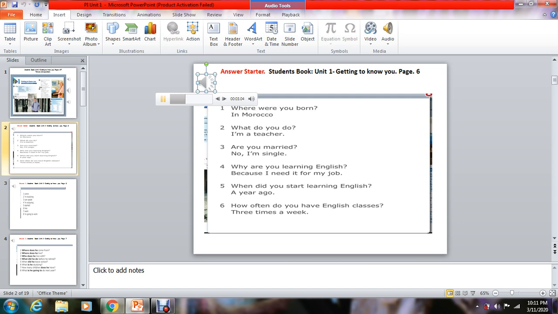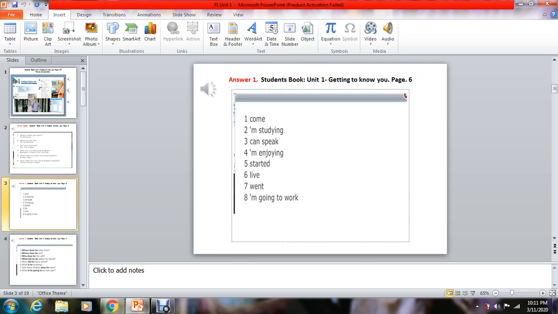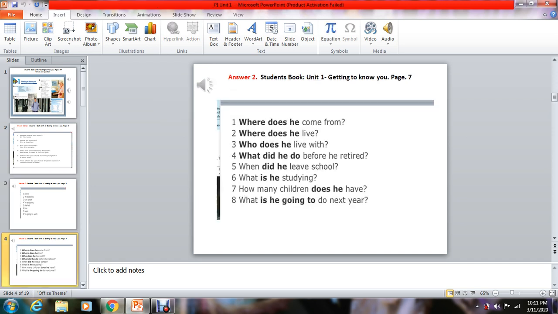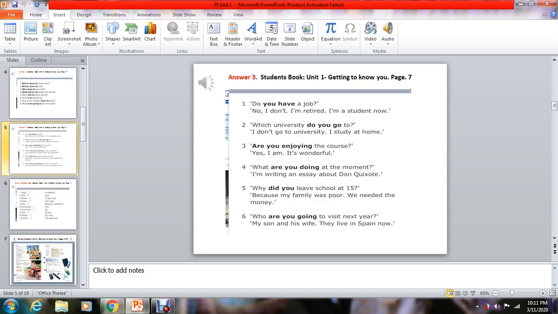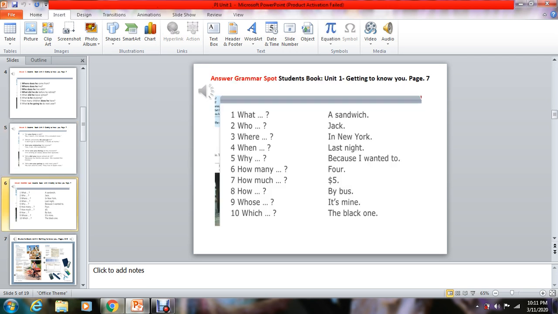These are the answers for the starter on page number 6. These are the answers for activity 1 on page number 6, unit 1. These are the answers for activity 2 on page number 7. These are the answers for activity 3 on page number 7. These are the answers for grammar spot on page number 7.